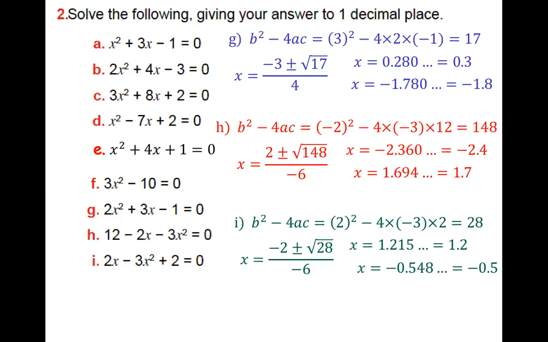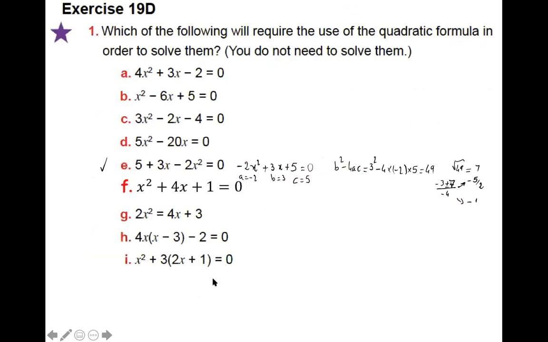Okay, so just beware. Sometimes you might be given a quadratic not in the correct format or the way you've always seen it. So rearrange it first, do the work.